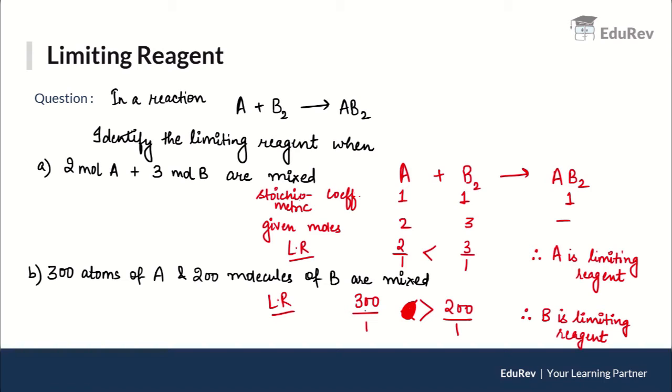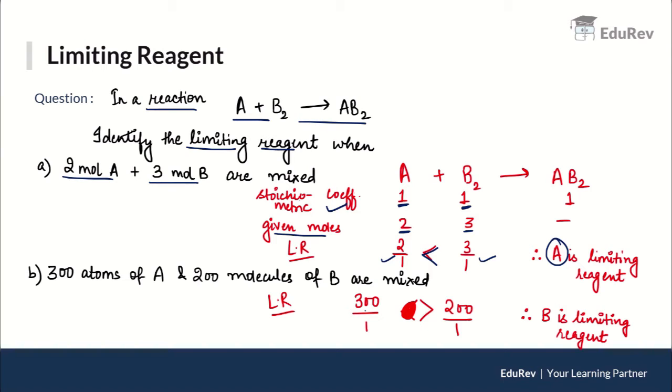Let's try to understand this concept with a question. It says in a reaction A plus B2 gives AB2, identify the limiting reagent when 2 mole of A is mixed with 3 mole of B, right? So first you will write the corresponding equation, then write the stoichiometric coefficient. Here A has the stoichiometric coefficient 1 and B also has the stoichiometric coefficient as 1. Now you are provided with given number of moles. A का 2 दिया हुआ है और B का 3 दिया हुआ है, ठीक है. तो जब हम limiting ratio निकालेंगे तो वो क्या होता है, given moles divided by stoichiometric coefficient, which means A के लिए 2/1 हो जाएगा और B के लिए 3/1 हो जाएगा. Now as you can see 2/1 is less than 3/1, therefore A is your limiting reagent.